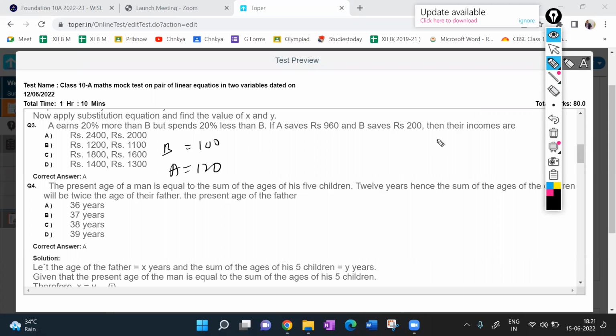If B spends 50, then A spends 50 minus 20 by 100. Someone was speaking. Who's that? Saranya, tell me. Sir, if B spends 100 rupees, then A spends 100 minus 100 into 20 by 100. So 100 minus 20 is 80.